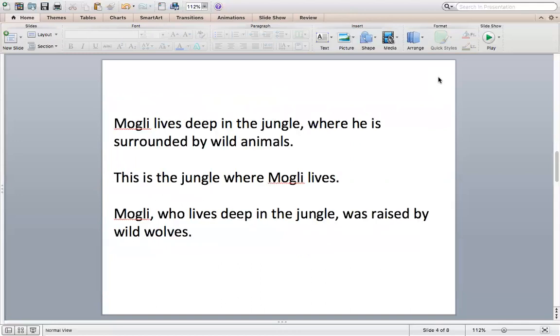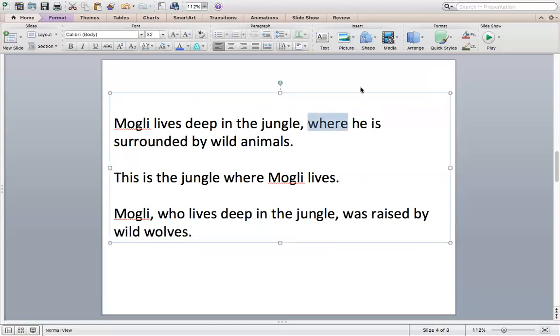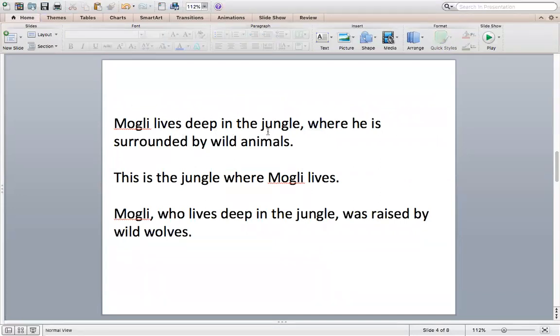So let's have a look at these sentences that contain relative clauses. Mowgli lives deep in the jungle where he is surrounded by wild animals. So where is my relative pronoun. Mowgli lives deep in the jungle. This makes sense on its own. This is an independent clause. We don't actually need any additional information for this to make sense. We add the relative clause. It's a non-essential relative clause.